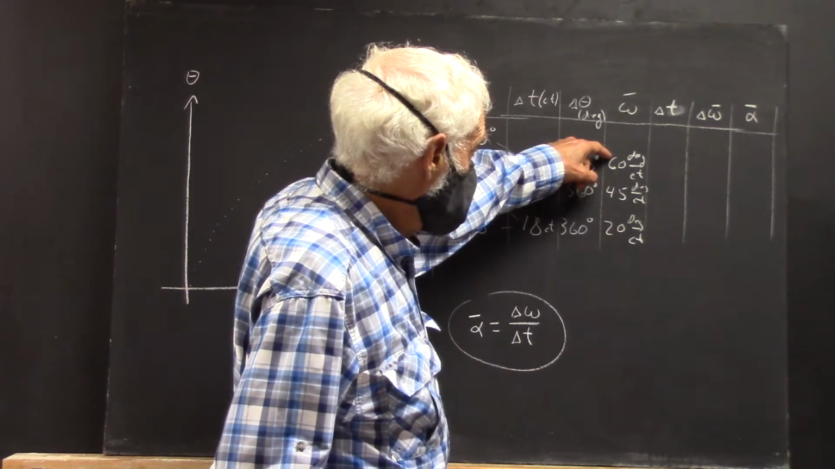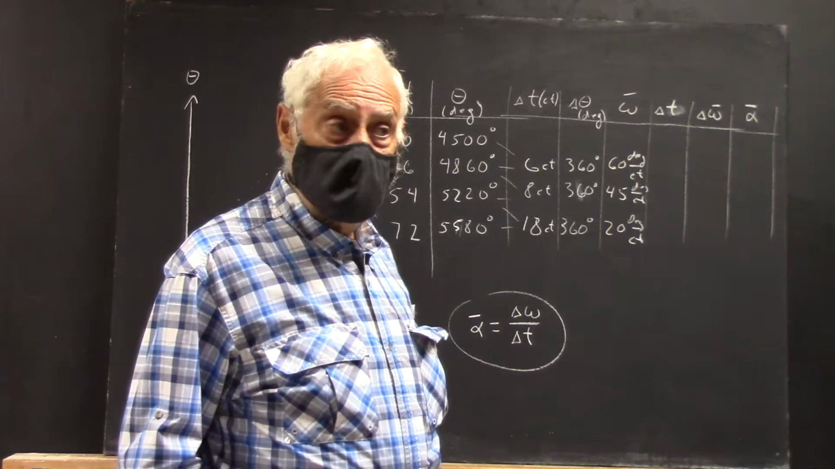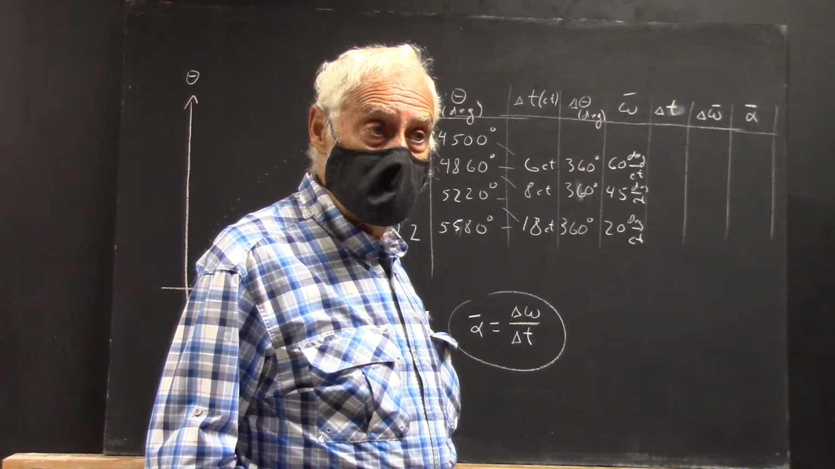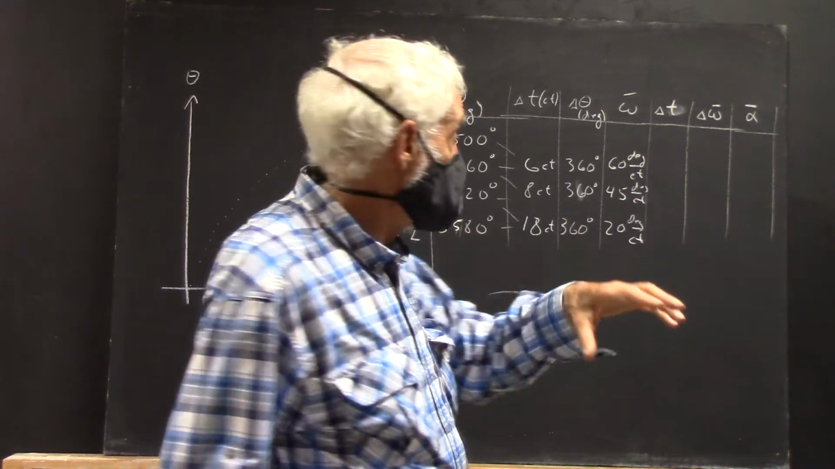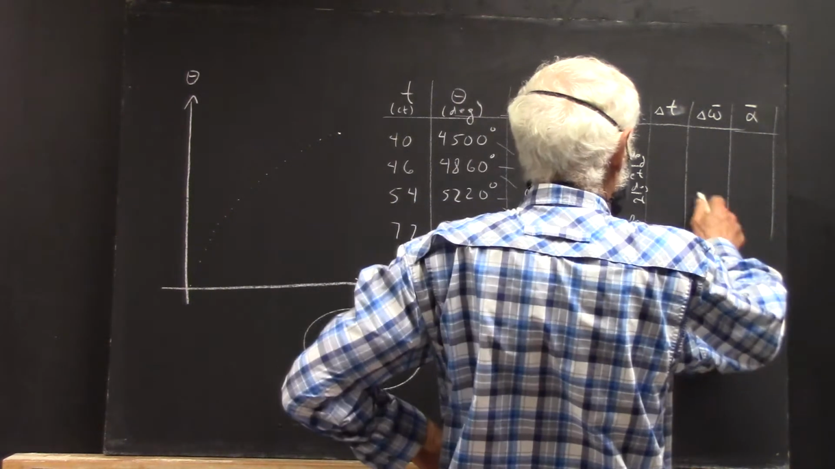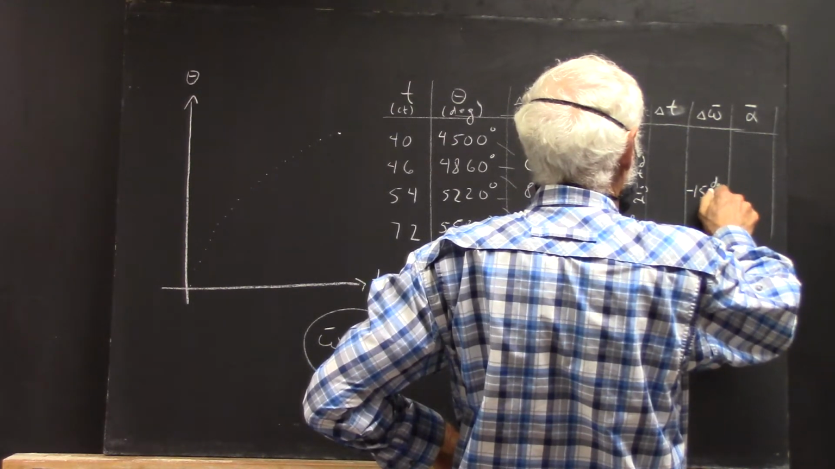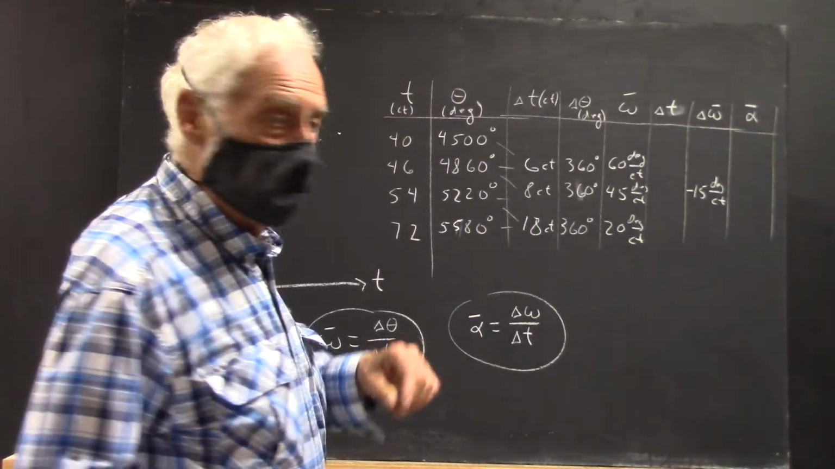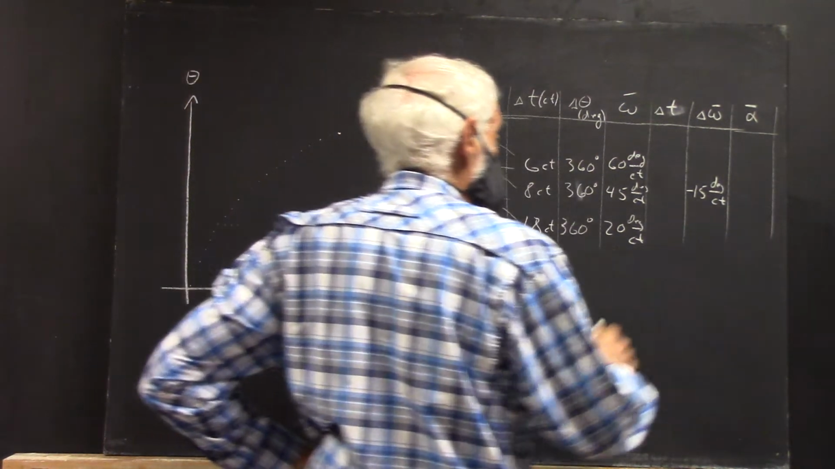Okay, so we got 60 degrees per count, 45, 20. Okay, so what's your first delta omega bar? Going to be minus 15 degrees per count, right? So this is... and what's the next delta omega bar? Negative 25 degrees. It'll be negative 25.